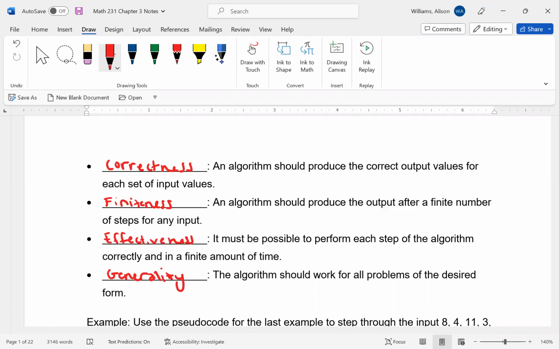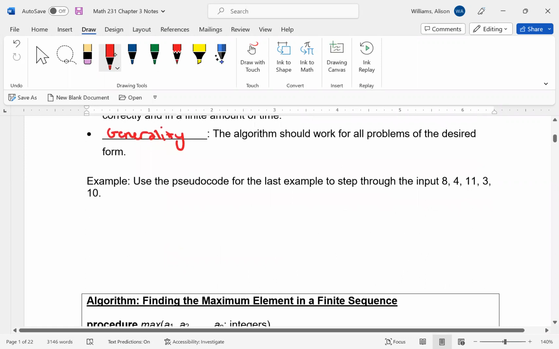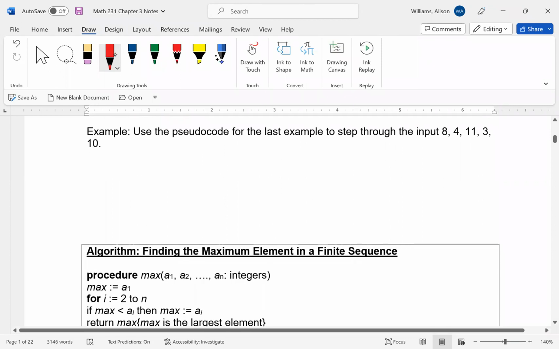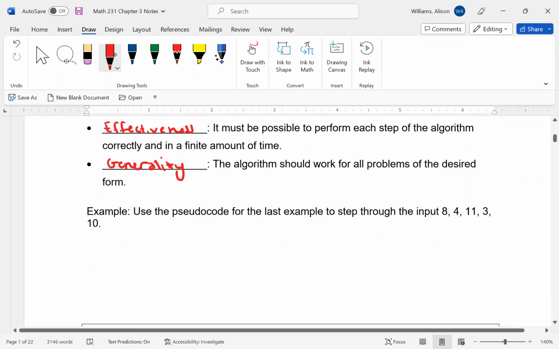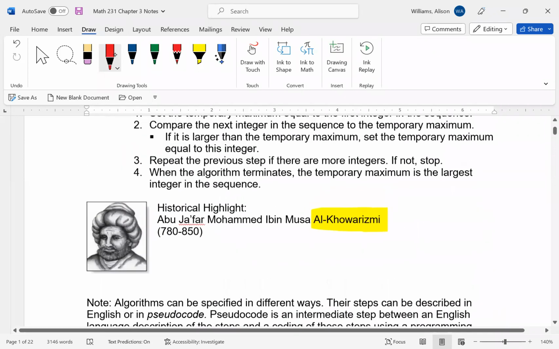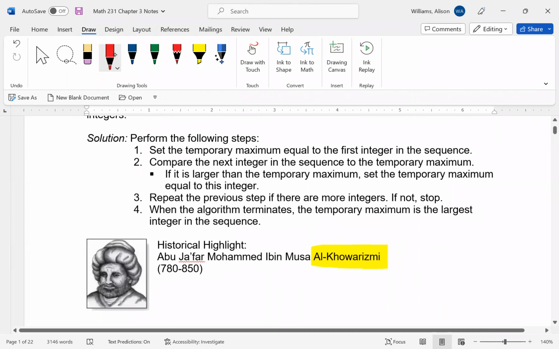Okay, so we're going to look at the pseudocode for the last example. We're going to use the pseudocode to take this set of numbers and find the maximum. The pseudocode that we talked about was here, and by the way, it's referring to the last example. I did show you the pseudocode written out in format, and I'll show you that in just a second. Set a temporary maximum to be equal to the first integer of the sequence, and then you start comparing it.